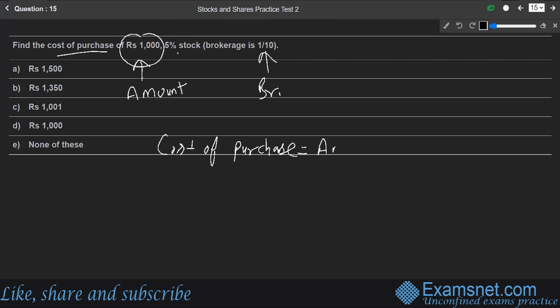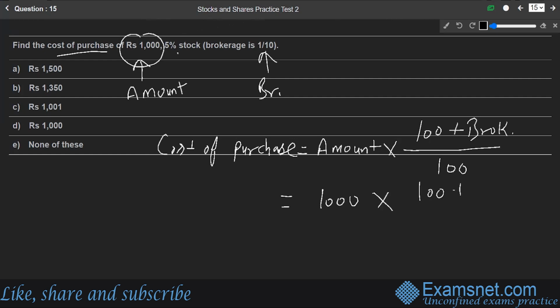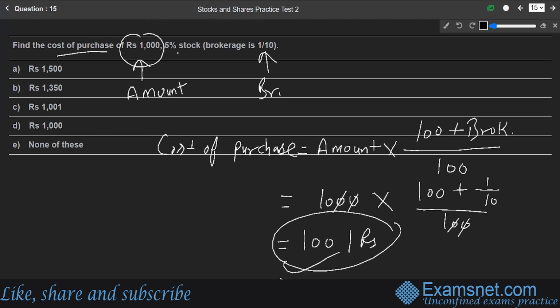The formula is directly available: cost of purchase is amount into (100 plus brokerage) divided by 100. So the amount is 1000 rupees multiplied by 100 plus brokerage, which is 1 by 10, divided by 100 again. If we solve this further, 100 can cut 1000 by 10. So 100 plus 1 by 10 is nothing but 100.1, and 100.1 into 10 gives us 1001. So that is the cost of purchase, rupees 1001, which is available clearly in option C, the right answer for us.